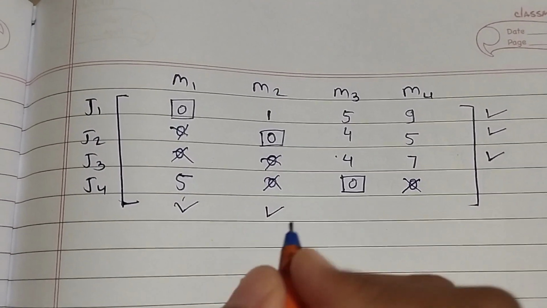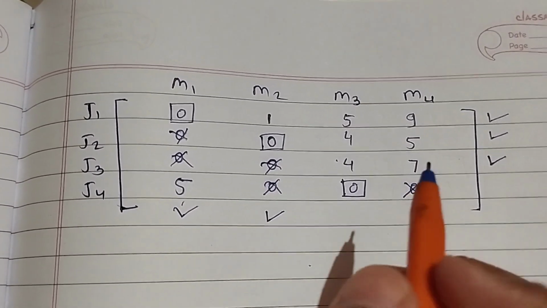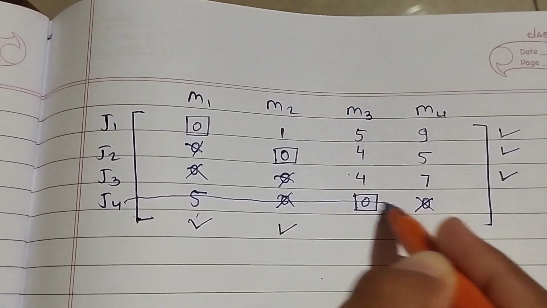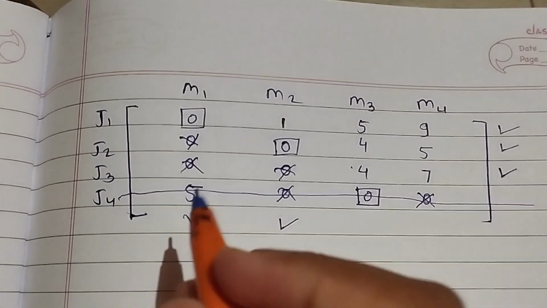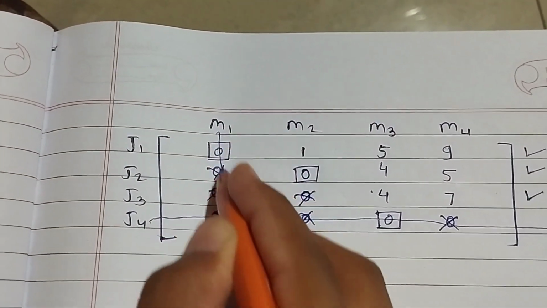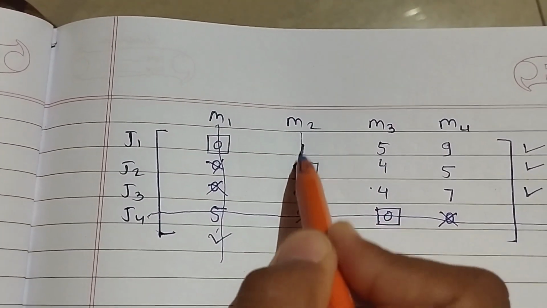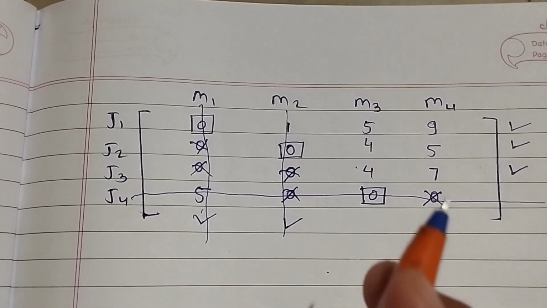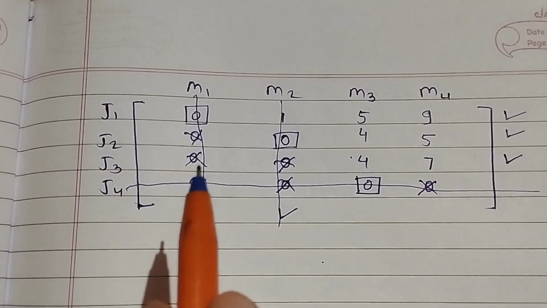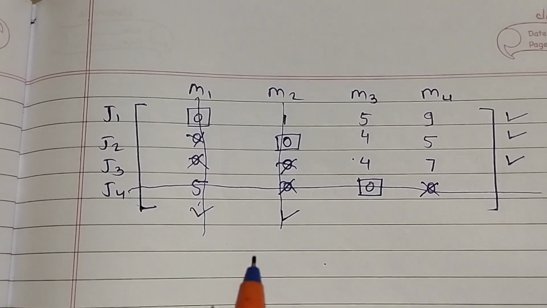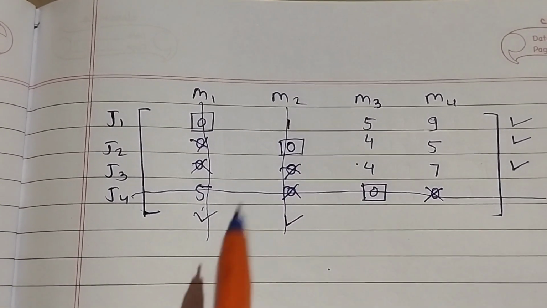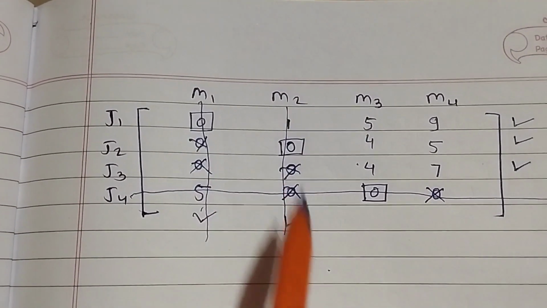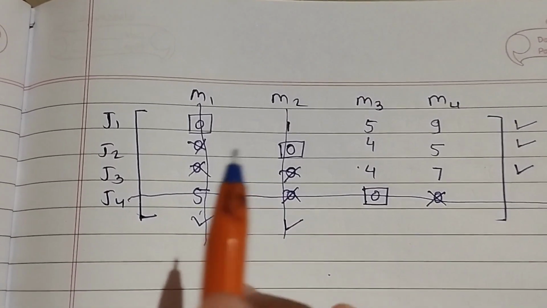Now draw the lines. The lines are drawn for the unmarked row, which is the last one, and the marked columns. So this is our unmarked row, and the marked columns are the first column and the second column. The objective is, with the help of the minimum number of lines, to cover all the zeros. We can see here that we cover all the zeros with 3 lines.